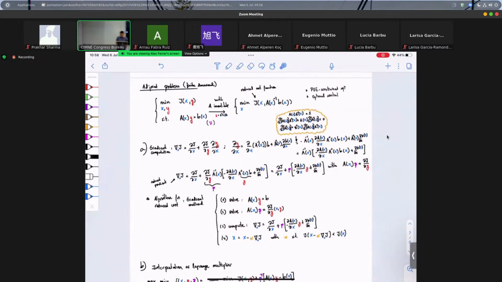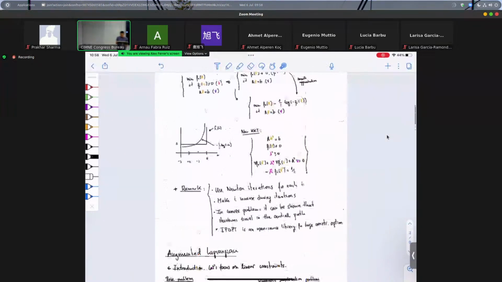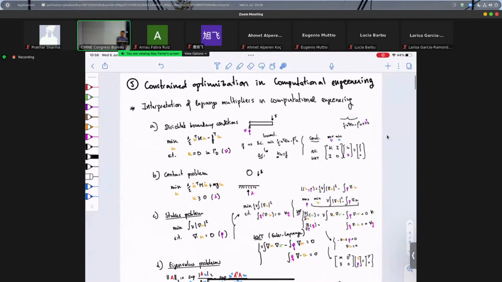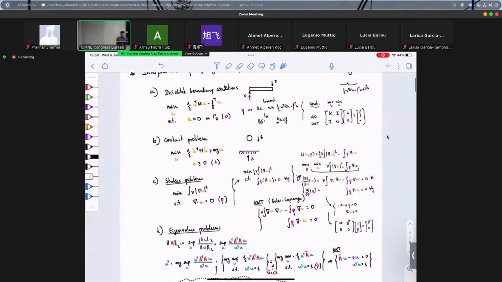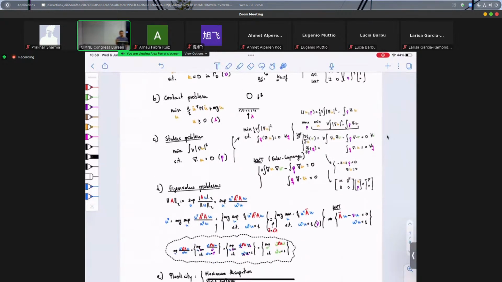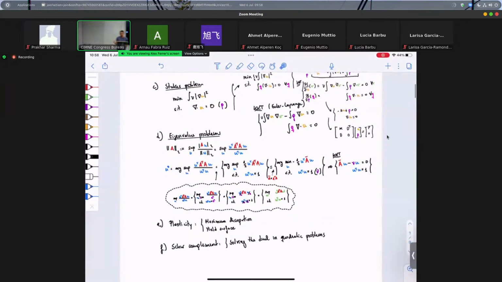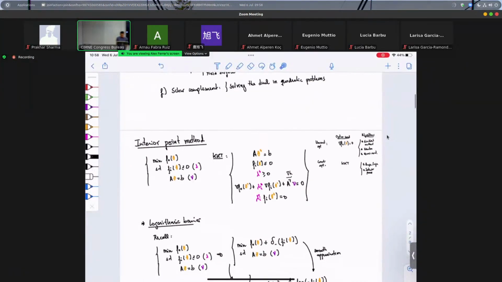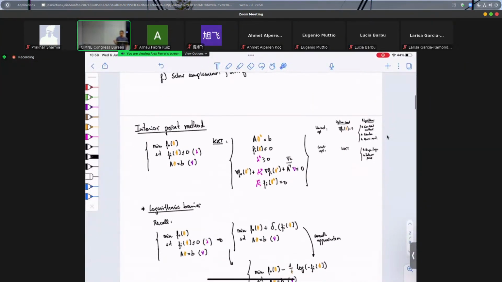So just to sum up what we have been doing today, we have had some interpretation of the Lagrange multipliers with Dirichlet boundary conditions, with contact problems, with the Stokes problem. We have seen what it means. We have seen also that in eigenvalue problems, it's not only mechanics, numerical methods are also plenty of Lagrange multipliers. One example is eigenvalue problems. Plasticity, Schur complements. We have seen two algorithms only.